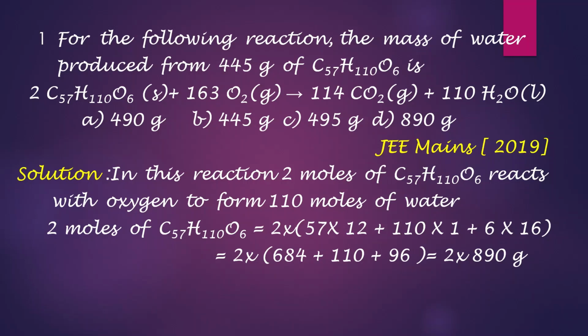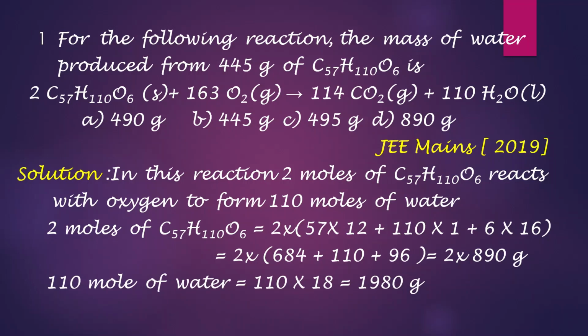C57H110O6. Okay, now similarly consider 110 mole of water. You know that the molar mass of water is 18 gram. So multiply this 18 with 110, you will get the mass of 110 moles of water, that is equal to 1980 gram. Okay, now according to this equation, 2 moles of C57H110O6 reacts with oxygen and produces 110 moles of water.